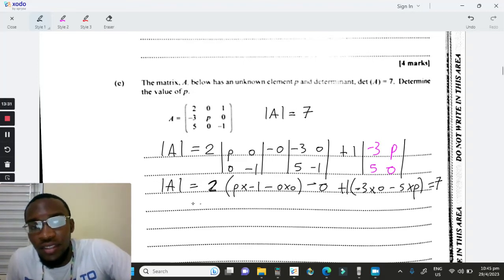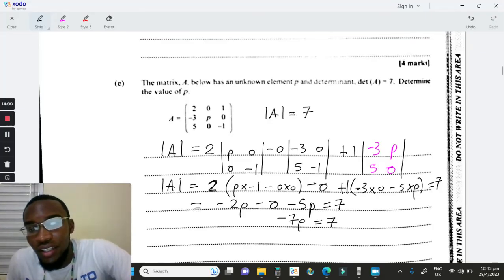So this is saying now p times negative 1 is minus p times 2 is minus 2p, minus 0, minus 3 times 0 is 0, then we have minus 5p, so 0 minus 5p, then we have it times 1. So 1 times minus 5p is minus 5p equals 7. So in that case now, minus 2p minus 5p is minus 7p equals 7, and so p equals negative 1.